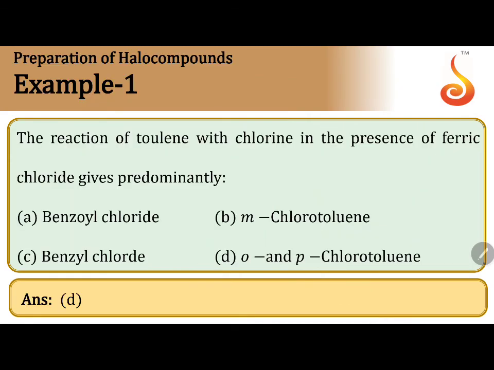Going back to this question here, the reaction of toluene with chlorine in presence of catalyst is there. So therefore, the reaction takes place on benzene. What is our product? Ortho and parachlorotoluene.